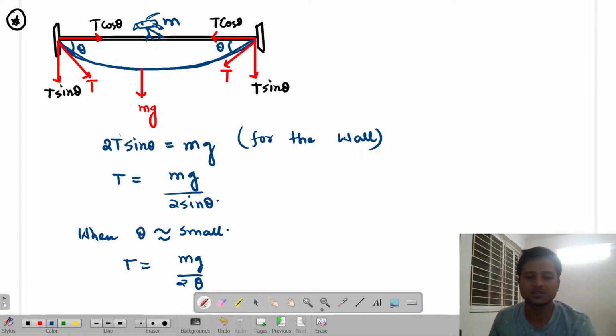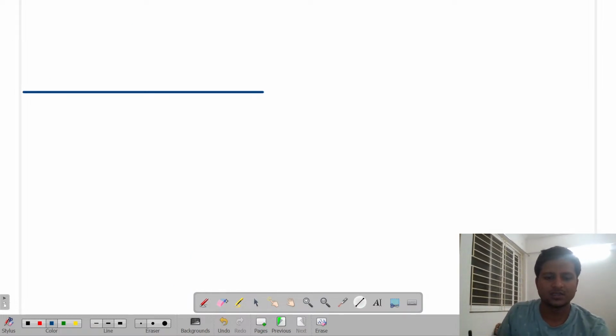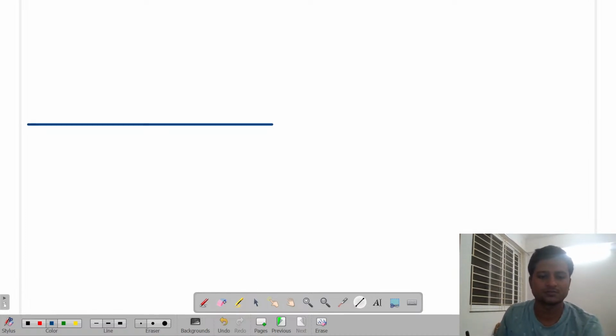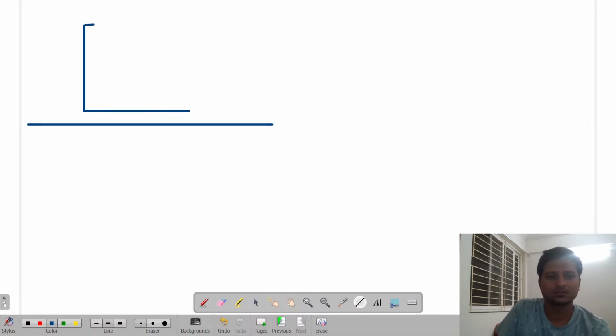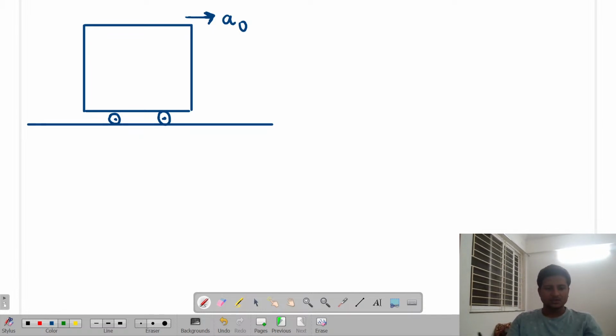Okay, now let us combine this with one more case. Let us try to understand that there is a horizontal ground, and on top of it a trolley is moving. The trolley is going with some acceleration towards the right. This trolley has an acceleration a naught, and these will be its wheels. It is going to the right side with acceleration a naught. It says that if I hang a pendulum of mass m over here.